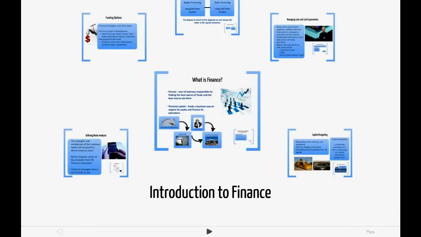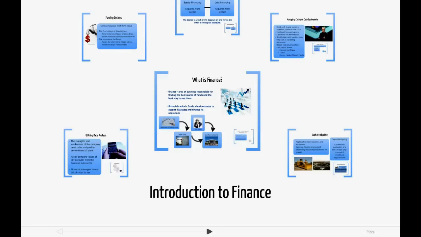This week, we're going to be discussing finance. Over the course of the next hour or so, I'll provide you with an introduction to finance. We'll go over what finance is, a very important function in business. We'll discuss some of the different ratios that financial managers and investors utilize in order to assess the strengths and weaknesses of their particular company.